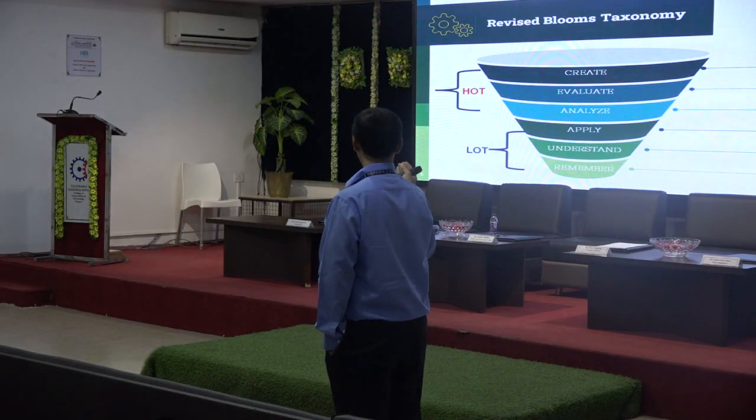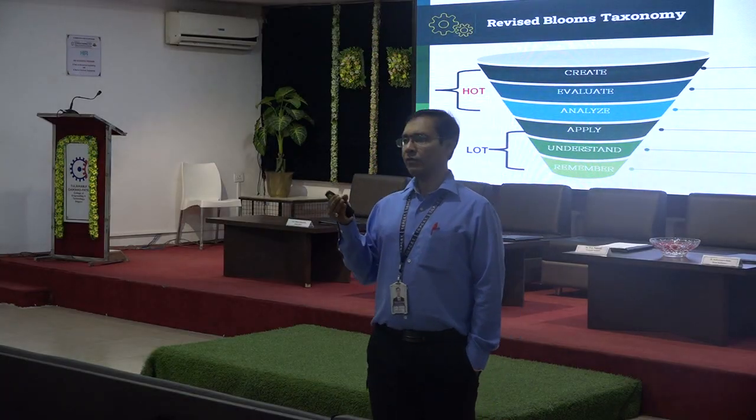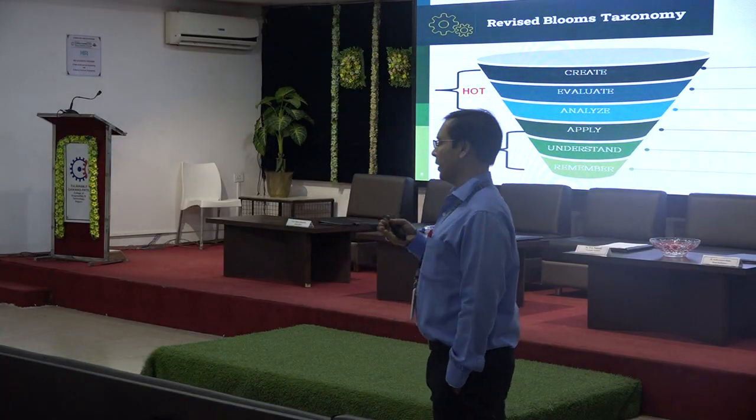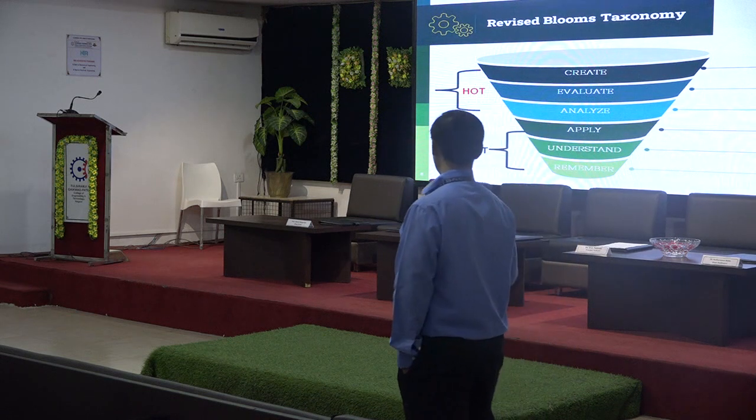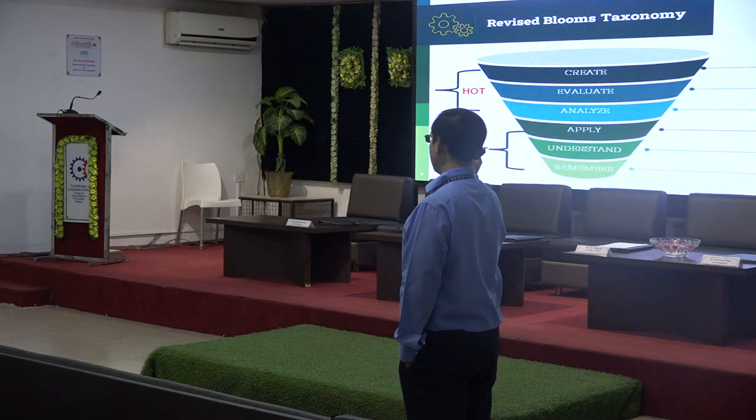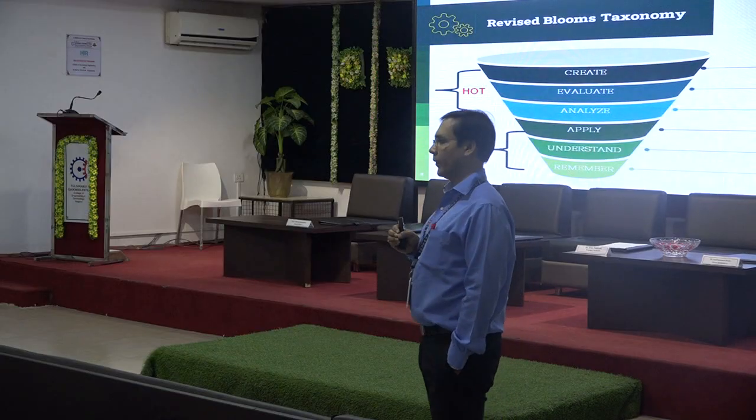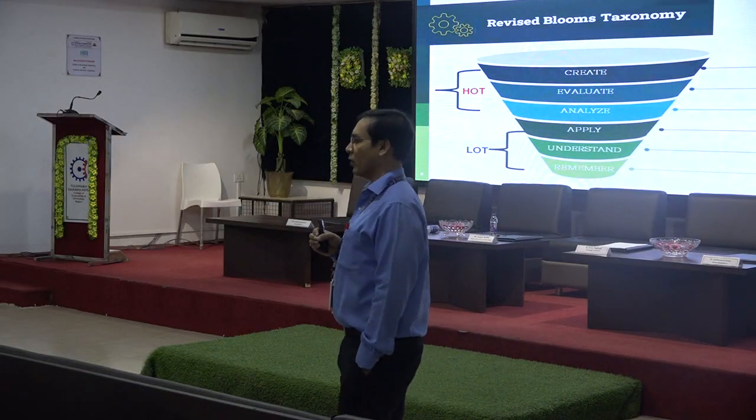So if we are talking about that level, maybe level 5 or level 6, that is the evaluate level and the create level. So if we are talking about evaluate level and create level, analyze, evaluate and create, basically these three levels are considered as the higher order thinking level. Which level? Higher order thinking level.